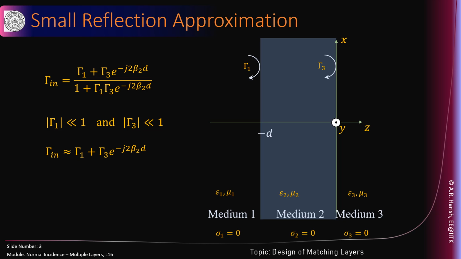Therefore, we can approximate gamma in as gamma 1 plus gamma 3 times e to the power of minus j 2 beta 2 d. We are making the denominator equal to 1. This is known as small reflection approximation. So this is a very convenient approximation to build a system which has multiple such layers.